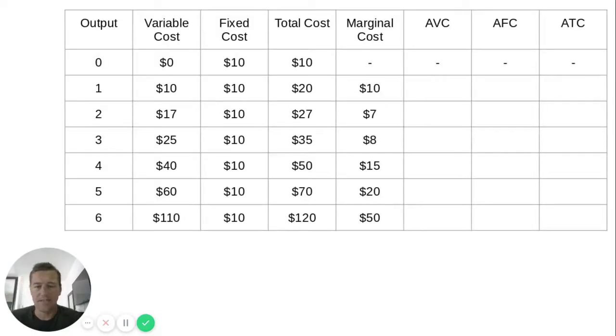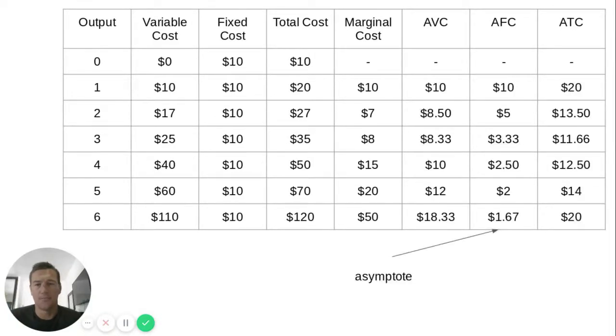And if we add that to the table that we showed just now, we use the formula from what I've just shown you to apply at all levels. So at output 1, for example, the average variable cost, you're dividing 10 by 1, et cetera, et cetera. But what you'll see is the average variable cost starts at 10, goes down to 8.5, then 8.33, and then rises back up again. So actually the average variable cost has that U-shaped curve that we need to show on the diagram.